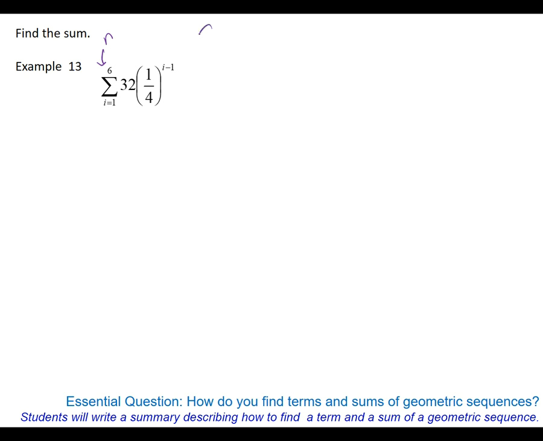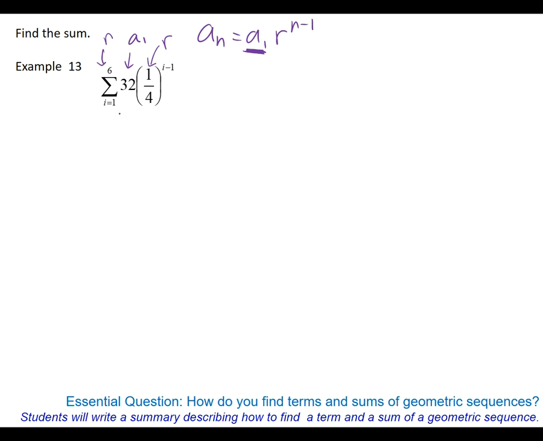Okay, let's think about this formula again. A sub n equals a sub 1 r to the n minus 1 power. What matches with this position here? The 32, so there's your a sub 1. What's the ratio? The thing in the parentheses, that's the ratio.